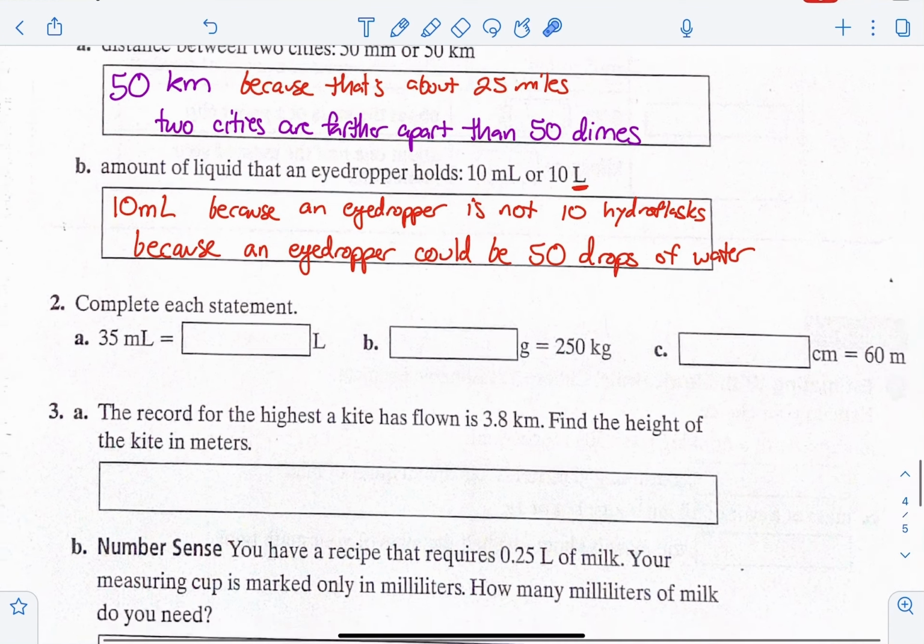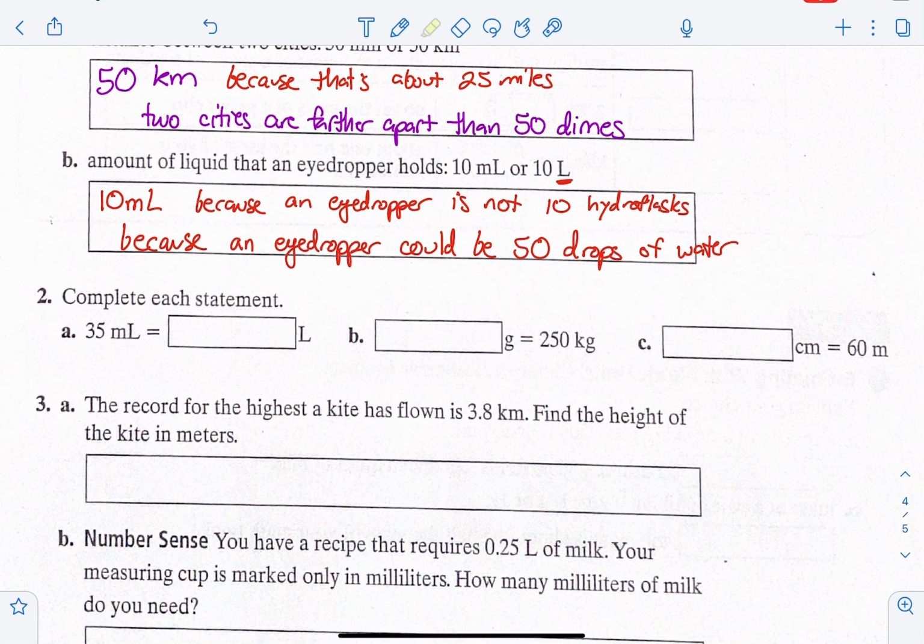All right, complete each statement. So 35 milliliters to liters. Okay, so looking at your stair step from milliliters to liters, you're going to go up, right? And you're going to go up 1, 2, 3 steps. Up 3 steps, which means that you are dividing by 1,000, because you're going to have 35. Your first number is a 1, with 3 zeros. And that's how you're going to show your work for this.